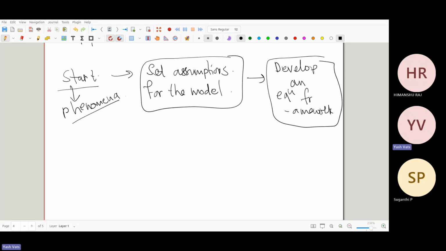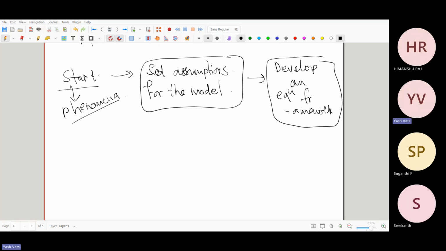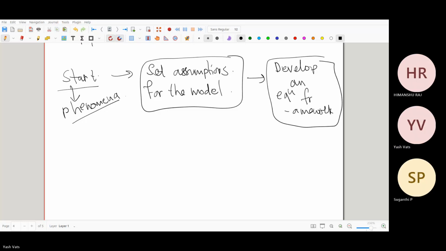Let me add others who are joining. It will be very helpful if you guys can introduce yourselves to me, and tell me what your expectations in this course are and what your background is, so I can assist you with that. Hi, Shrikant. Okay.